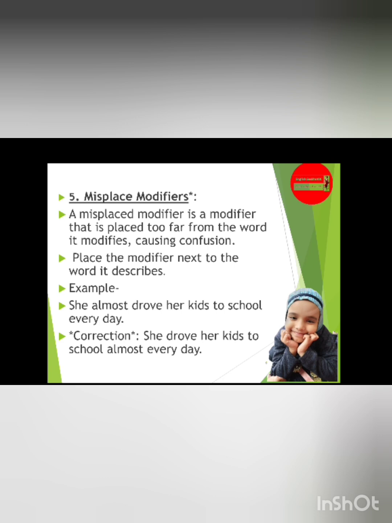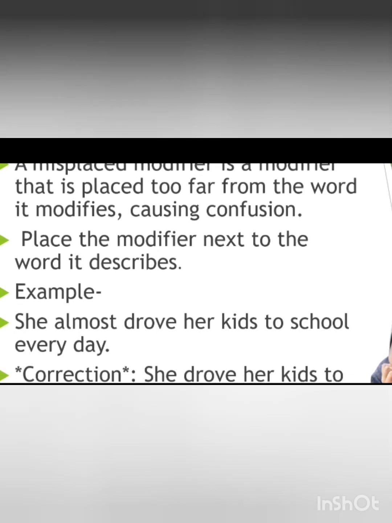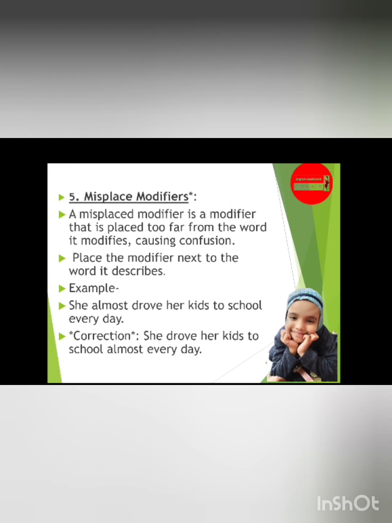Coming to the next one, misplaced modifiers. Now what is a misplaced modifier? A misplaced modifier is a modifier that is placed too far from the word it modifies. It causes confusion. Place the modifier next to the word it describes. Example, she almost drove her kids to school every day. So why use almost so early? Let us write like this. She drove her kids to school almost every day. So in this, there's a misplaced modifier. Hope this is clear to you.